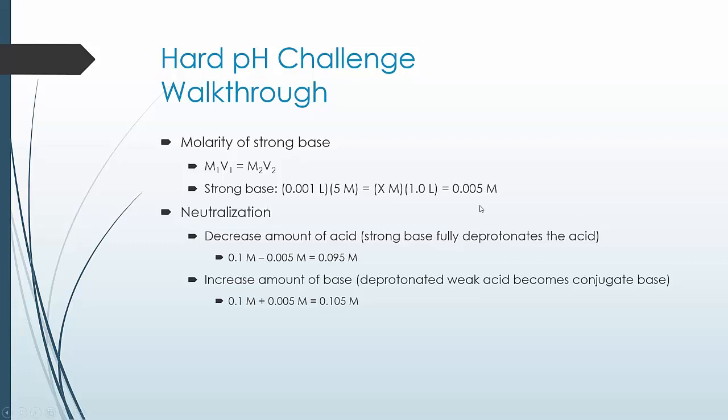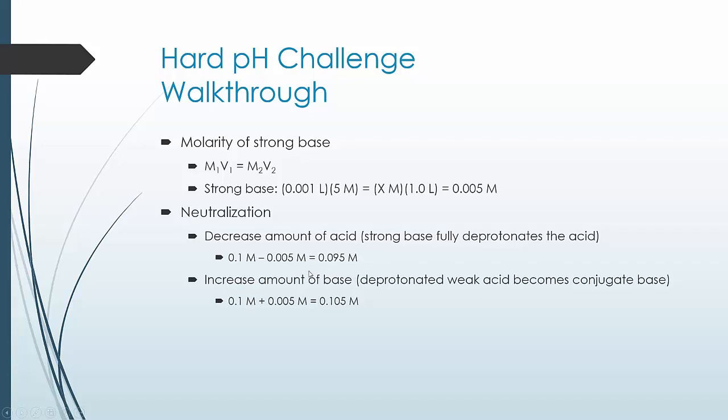So since we know all of the hydroxide from the sodium hydroxide is available, we simply need to decrease the amount of acid. Our molarity is given, and we're going to convert that amount to base. So we take our 0.1 molar weak acid, we use up all of the base, deprotonating it, and we get 0.095 molar weak acid remaining.